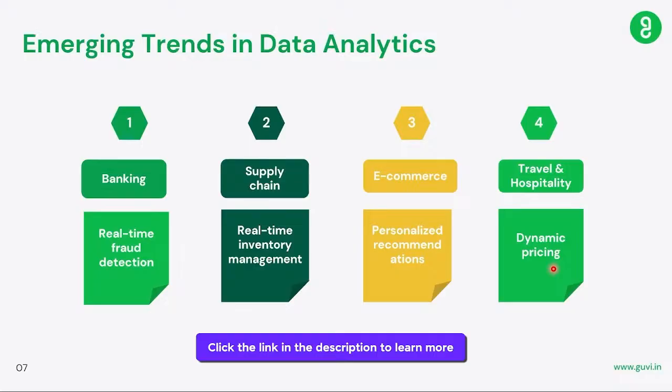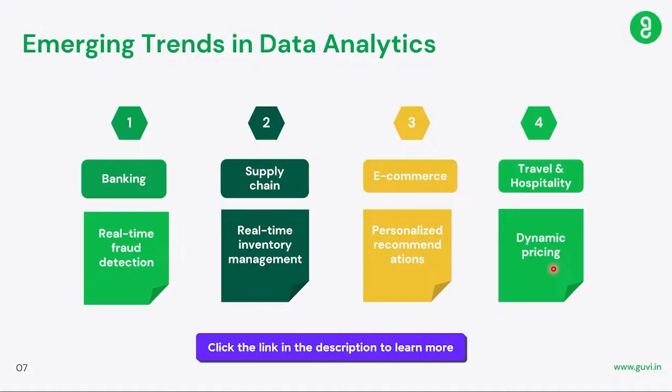So how do these companies do it? They use something called dynamic pricing. The travel and hospitality companies employ real-time analytics to adjust the prices dynamically based on demand, competitor pricing, and other market factors. By analyzing real-time data on booking trends, customer preferences, and market dynamics, they can optimize their pricing strategies to maximize revenue and company rates.